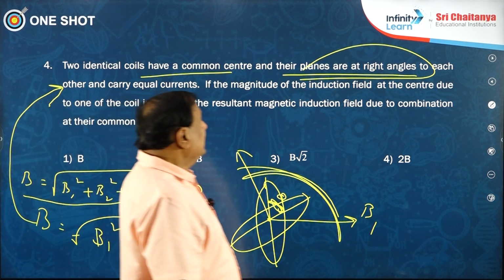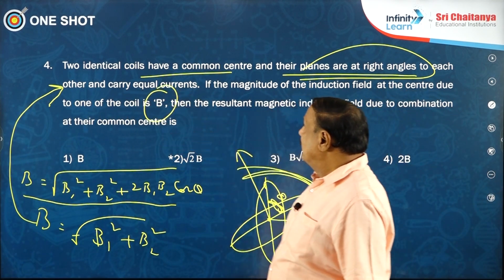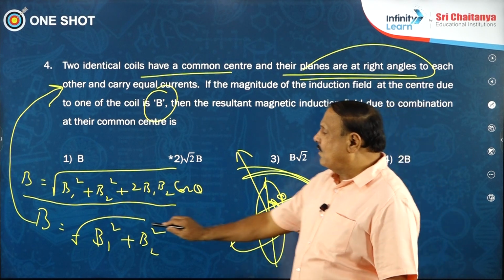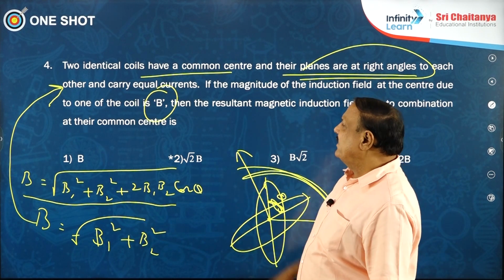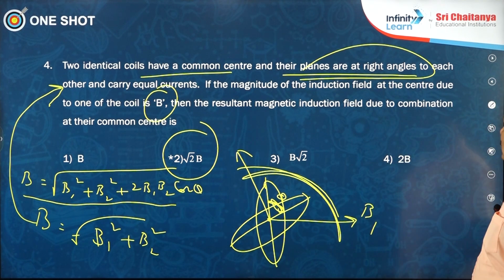Okay, so like that. Individually they told B is the induction. Because they are perpendicular, you have to use this formula: B1 square plus B2 square. So the answer is very simple, B root 2. So, this is another model.